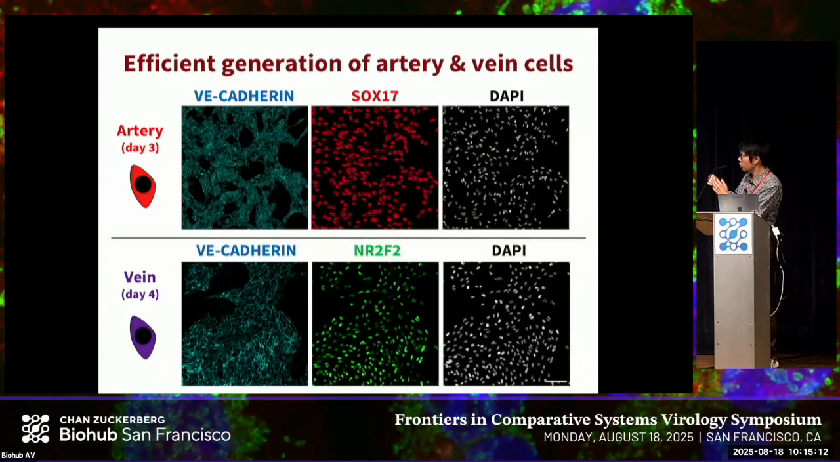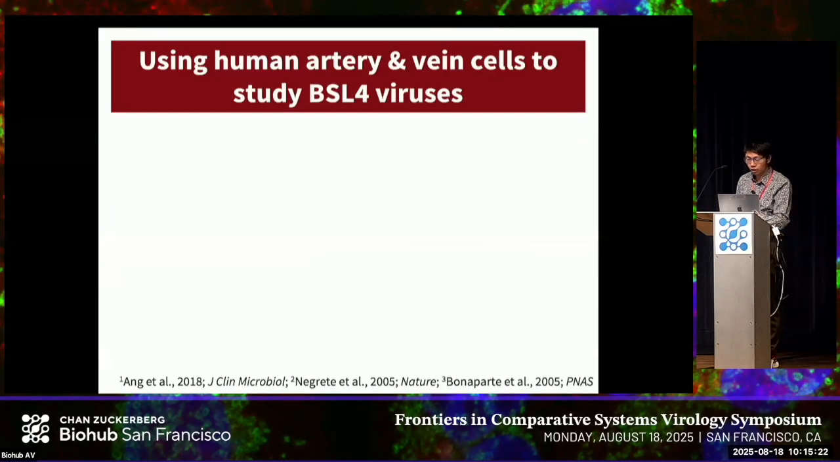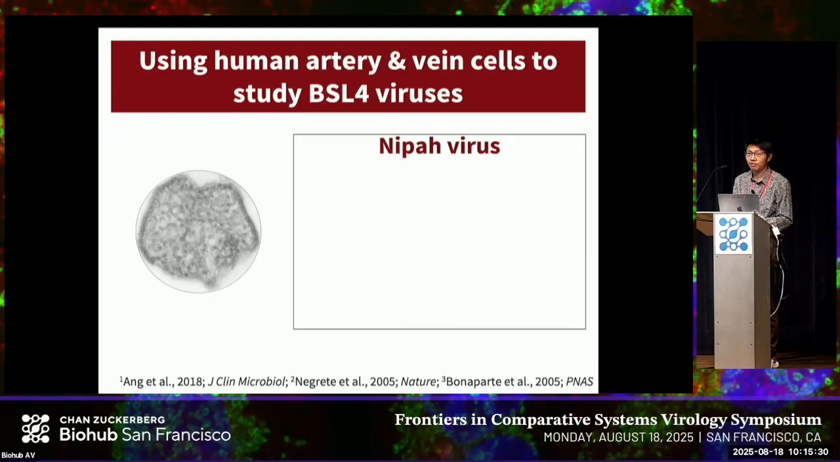Conversely, the vein cells, you can see they form these beautiful vascular networks of VE-cadherin, but now in the nucleus, they express NR2F2 in green. And you can really see the high purity of arteries or veins that we produce. So having made these really pure batches of artery and vein cells, we then use them to study multiple BSL-4 viruses. And first, I'll focus on Nipah virus.